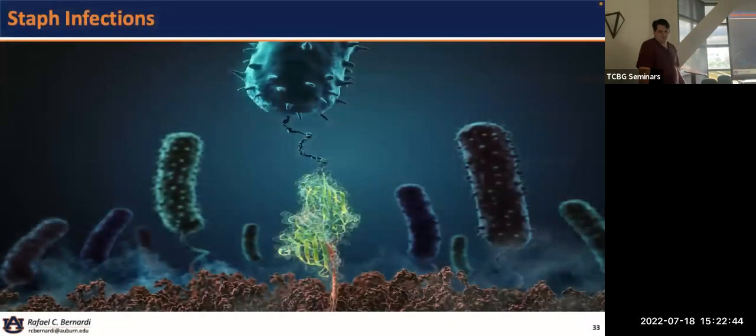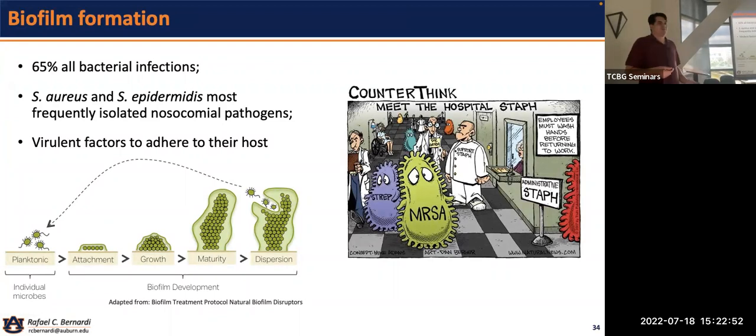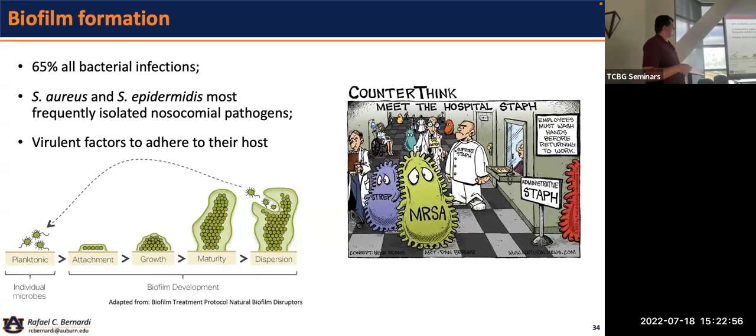But okay, then going back to the staph infection, that we want to look at. The reason why we're looking at that was an obvious one, right? About 65% of all bacterial infections that happen are from staph. They are typically the most deadly ones. Staphylococcus aureus and Staphylococcus epidermidis are the main ones that you get.